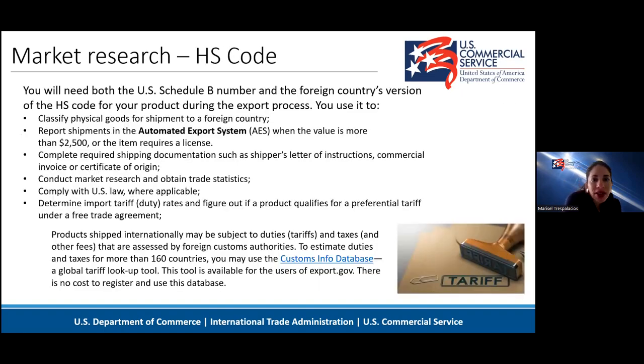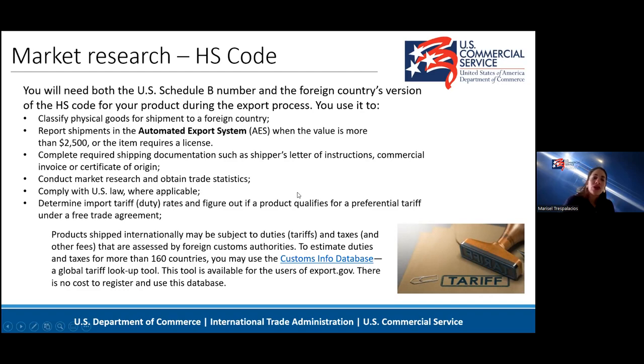As I mentioned, the HS code is important because it helps classify physical goods for shipment going into a foreign country. You will need it for customs paperwork, what we call the Automated Export System, for merchandise that exceeds $2,500. It's very good to conduct market research, and you'll see it shortly. Comply with US laws where applicable, and determining import tariff, duties, taxes. So it's a pretty important code, all right?